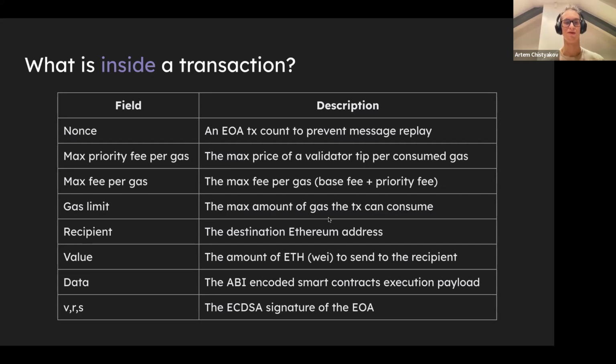So you can specify pretty much any value, and when you, for example, execute a smart contract, if it happens that a transaction consumes more gas than the specified gas limit, then it's basically a revert. So no changes are going to be applied.